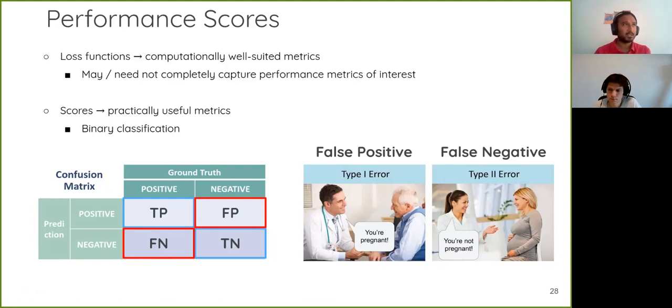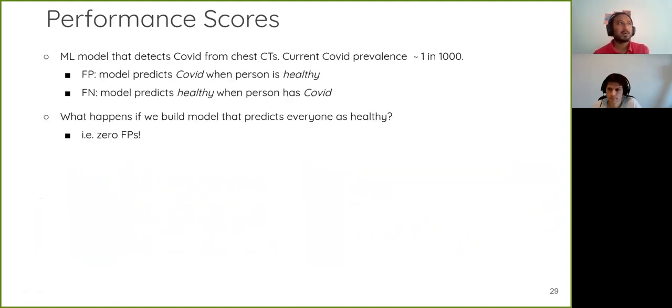This should become more clear with this example. We are building a model, for example, that will detect COVID from chest CTs. The current COVID prevalence in Canada, I think I checked it yesterday, was 1 in 1,000. A false positive would be that the model predicts that somebody has COVID when the person actually doesn't. And the false negative would be the converse: a person is predicted as healthy when the person actually has COVID.